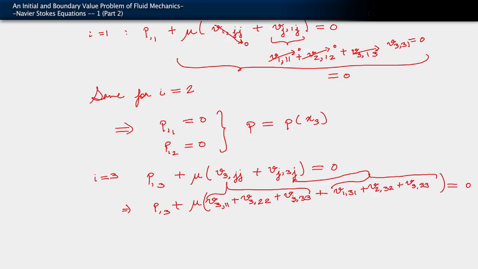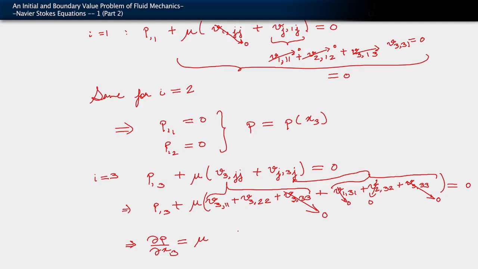Now again we can invoke all the conditions we've derived. This thing drops out because it's v3 comma 3 3, but we already know v3 comma 3 equals 0. Here we have v1 equals 0 from assumption, v2 equals 0 from assumption, and again v3 comma 3 3 drops out. So truly the only equation we have left to solve is this one: the partial of p with respect to x3 equals mu times v3 comma 1 1 plus v3 comma 2 2.